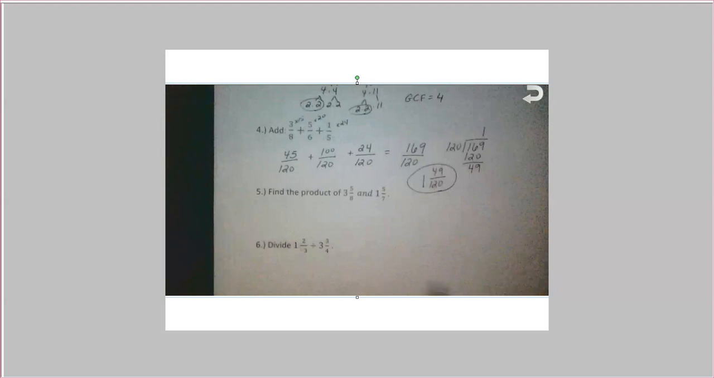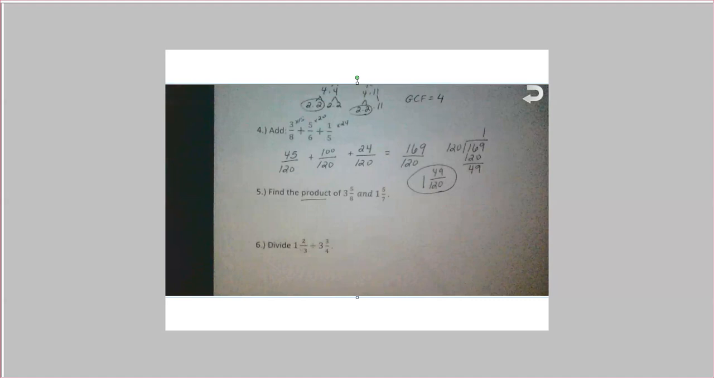120 will go into 169 one time, and that will leave a remainder of 49. So I would write that as 1 and 49 over 120. Of course, you want to simplify your answer as far as you can, but in this case, this is the most simplified answer. Okay. Don't forget what some of our words that we use in math mean.